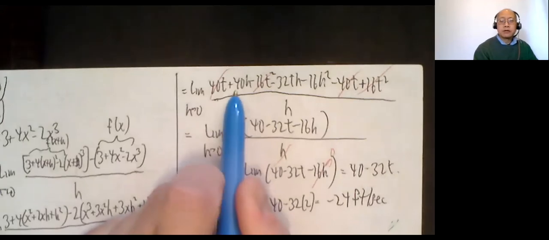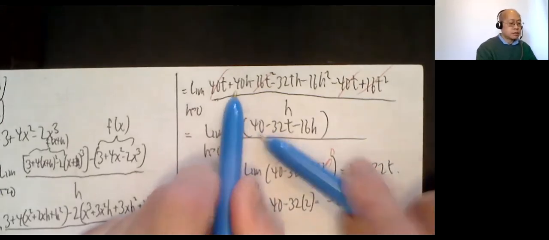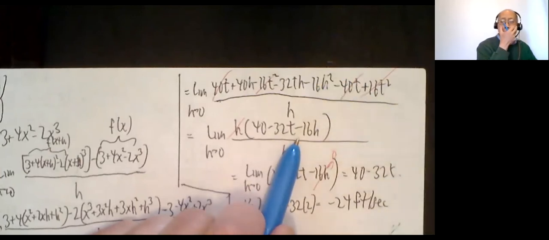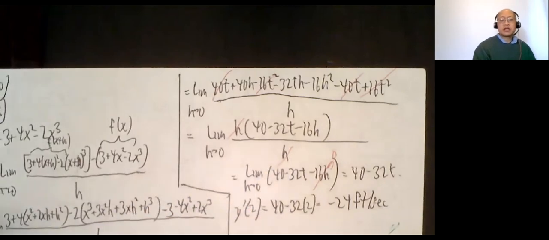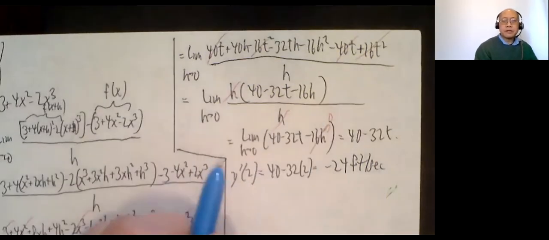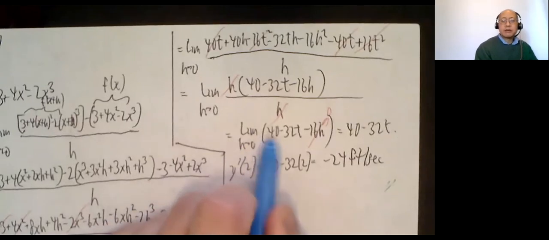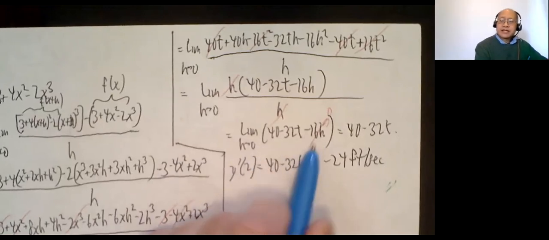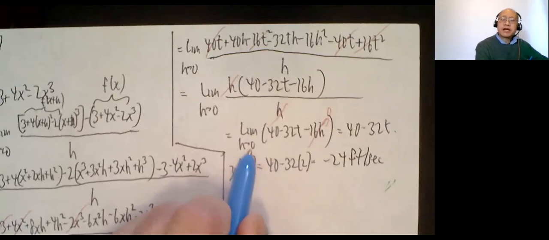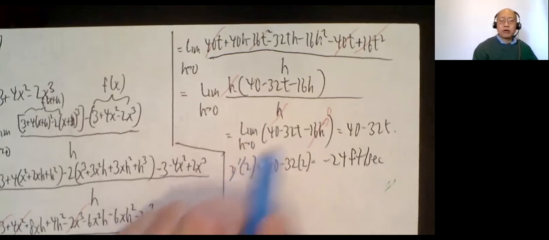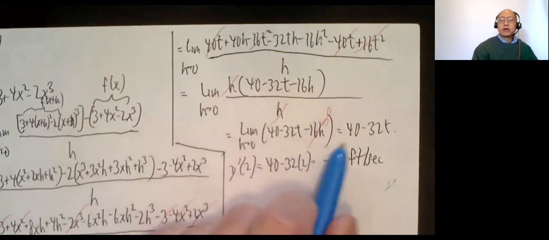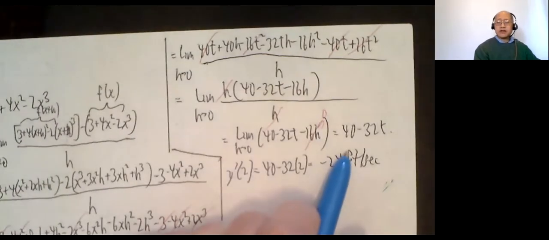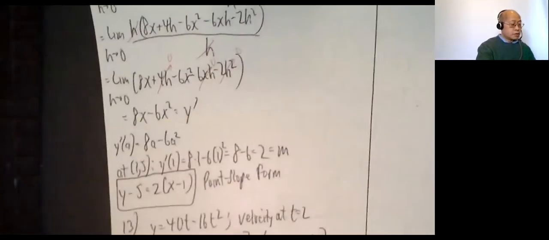H times parentheses 40 minus 32t minus 16h all over h. Cancel out the h's. Limit h approaches 0, 40 minus 32t minus 16h. Now I plug in h equals 0. Again, technically, that's not what it says, but if you plug in 0.0001 or negative 0.001, that approaches 0. So that's gone, 40 minus 32t. So that's my velocity function at any time for the original.